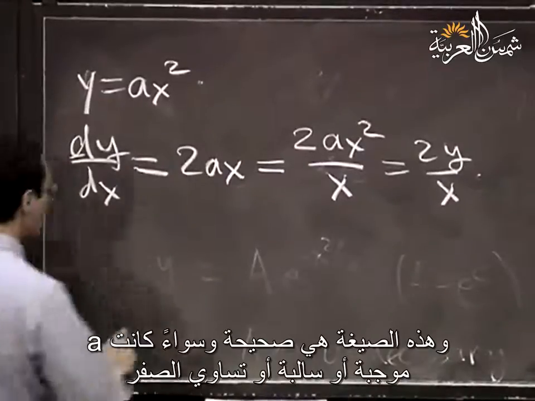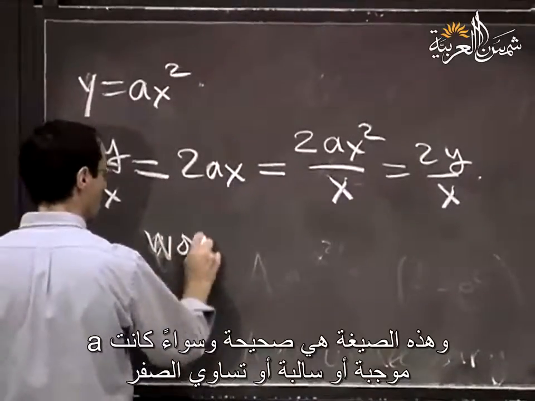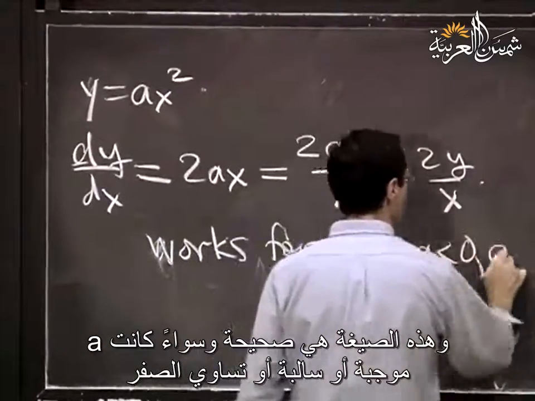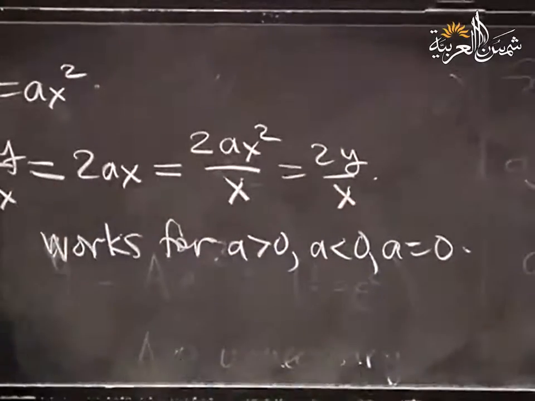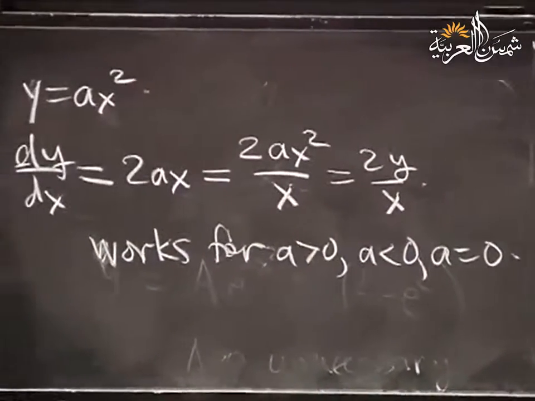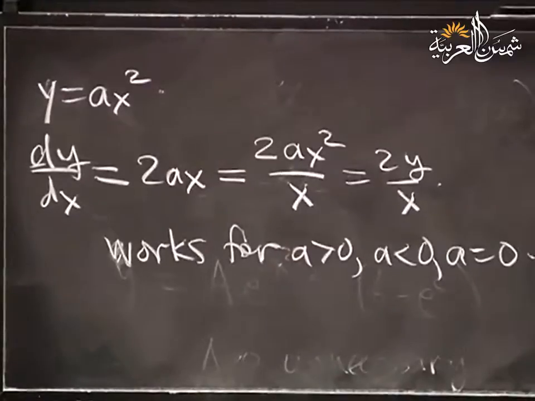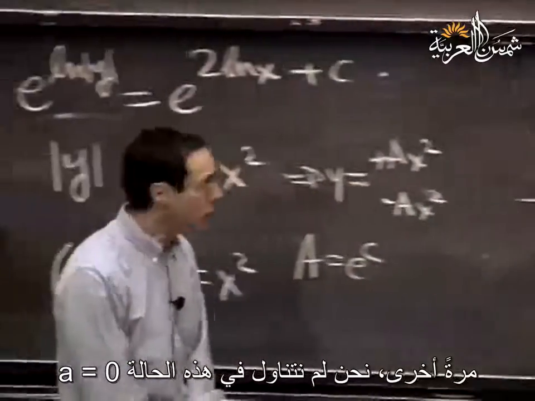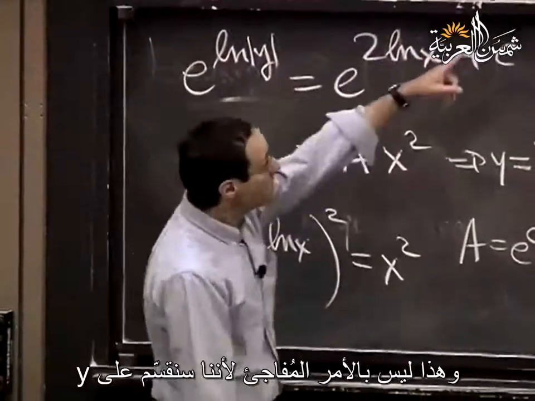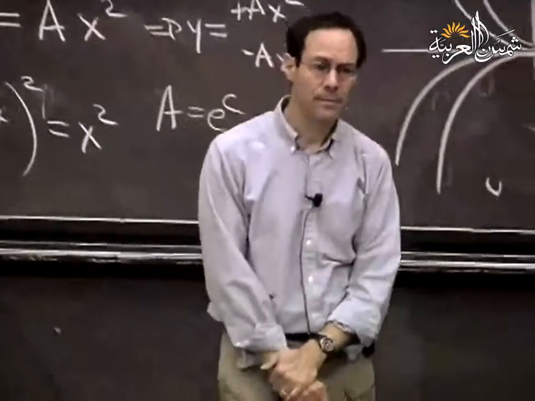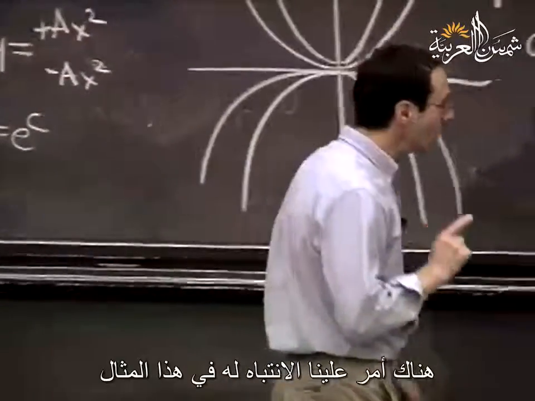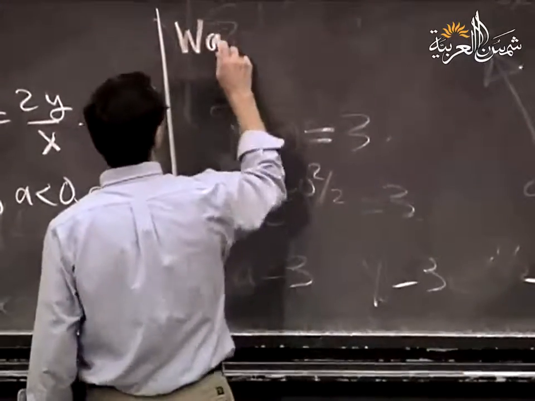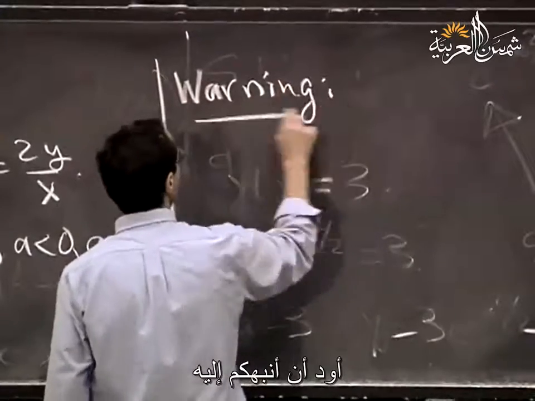Now, it does not matter whether it works for a positive, a negative, a equals 0. It's okay. Again, we didn't pick up by this method the a equals 0 case, and that's not surprising because we divided by y. There's another thing to watch out about this example. So there's another warning, which I have to give you.